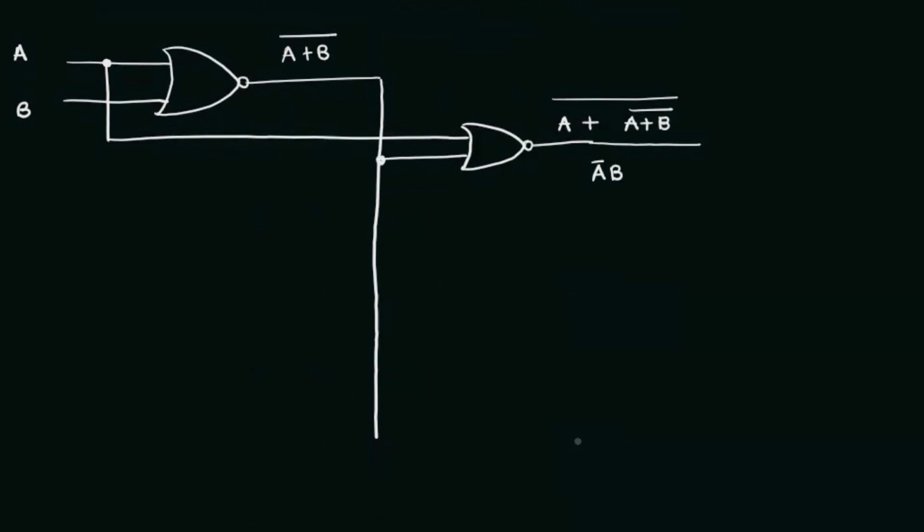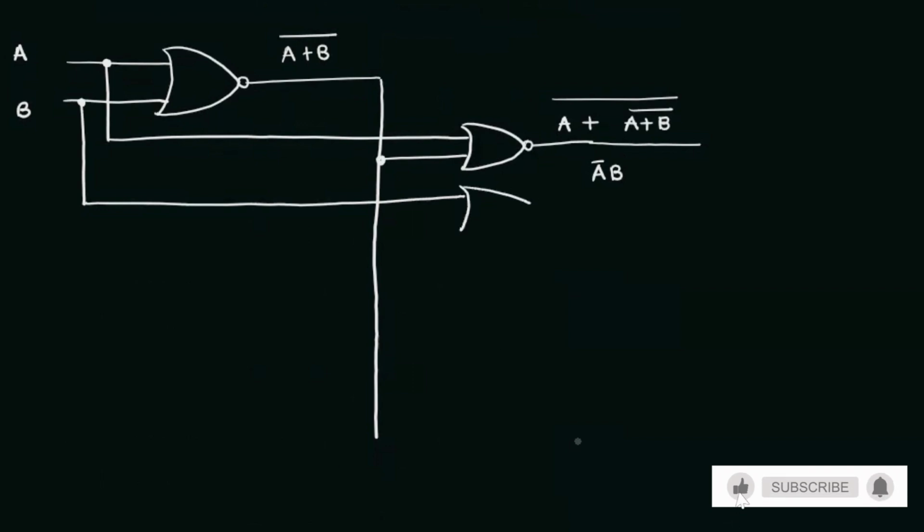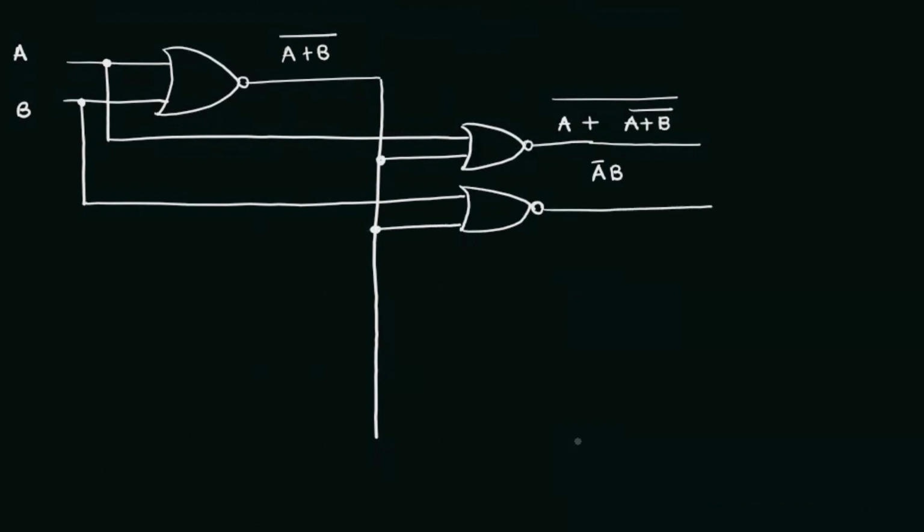Similarly, like we did here, we are going to send B also through a NOR gate along with (A plus B) whole thing bar. If we are sending B and (A plus B) bar, it will be (B plus (A plus B) bar) bar. Here we have A, here we have B, that's the only difference. Then the output will be B bar A. That's it.